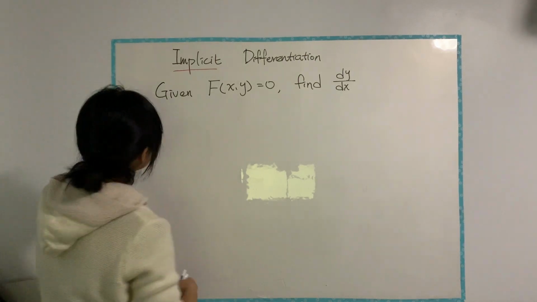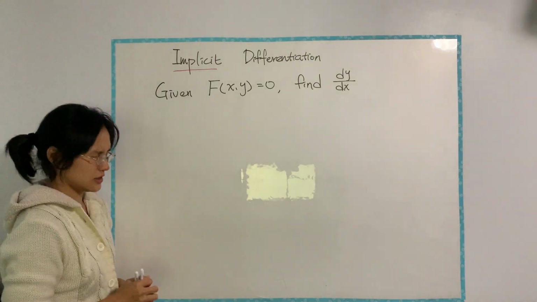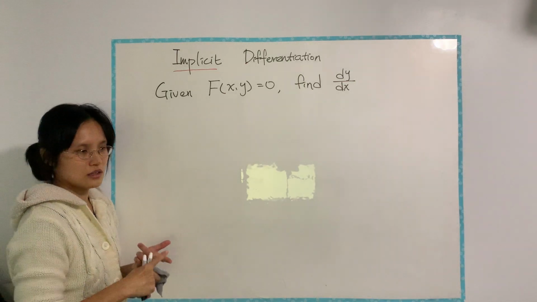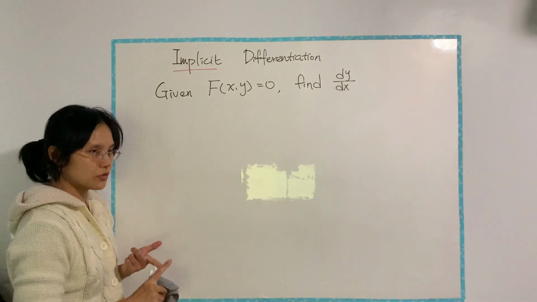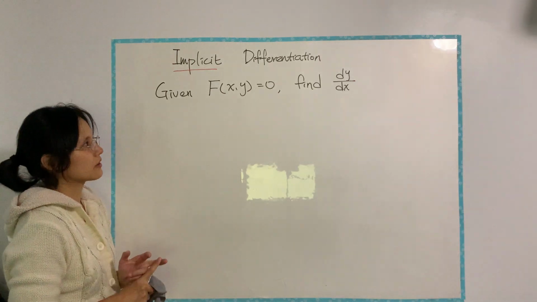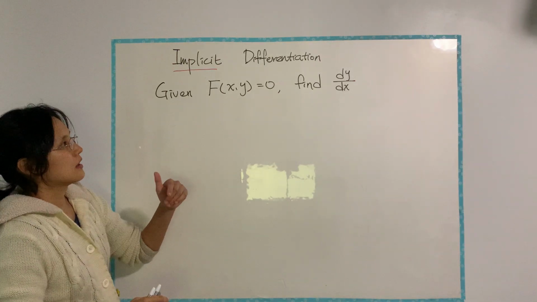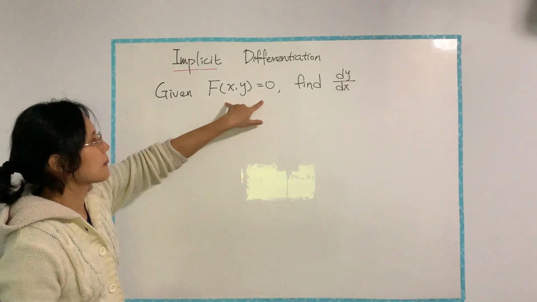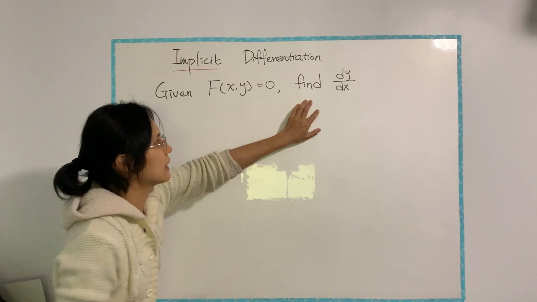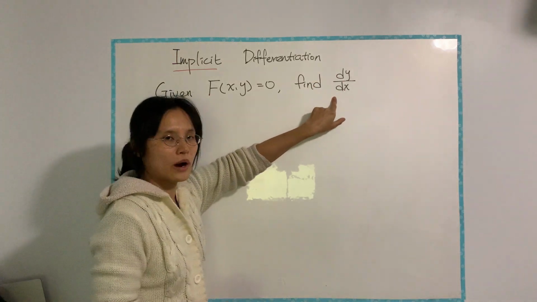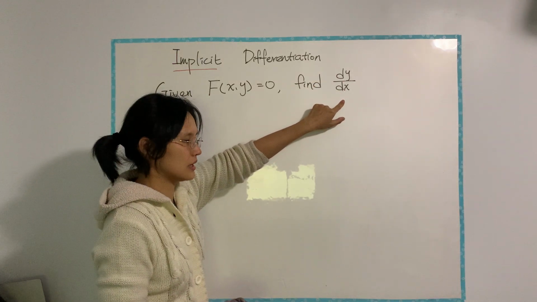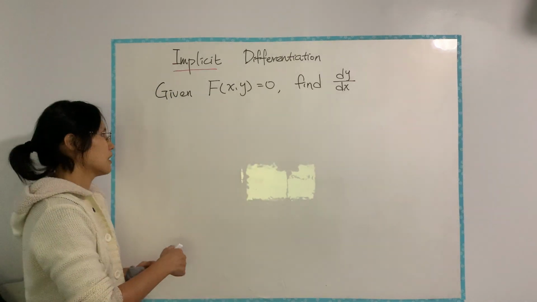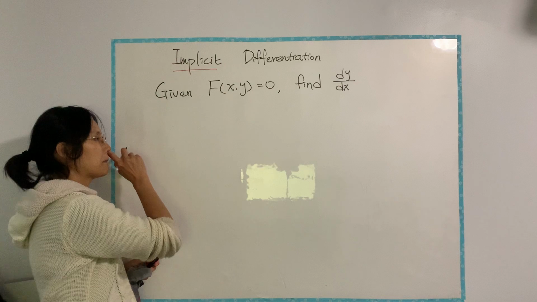In this video, we're going to talk about implicit differentiation. Implicit differentiation is not a new formula, not a new rule. It's just, when you're given an equation, how do you find the derivative of y with respect to x, meaning the rate of change of y as x changes.